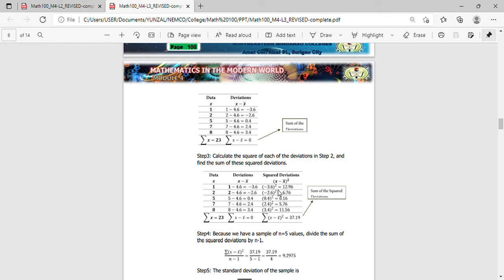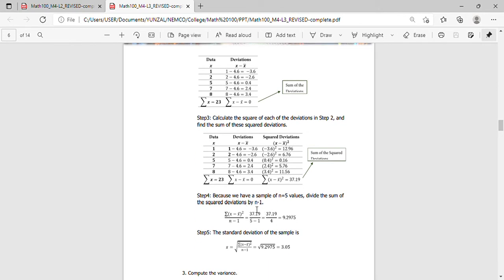Negative 2.6 squared, that's 6.76. And negative 0.4 squared is 0.16. 2.4 squared is 5.76. And 3.4 squared is 11.56. And then we will have to add them, and that's equal to 37.19. Okay, that's 37.19. This is the summation of x minus x̄ squared. Again, this is the summation of x minus x̄ squared.